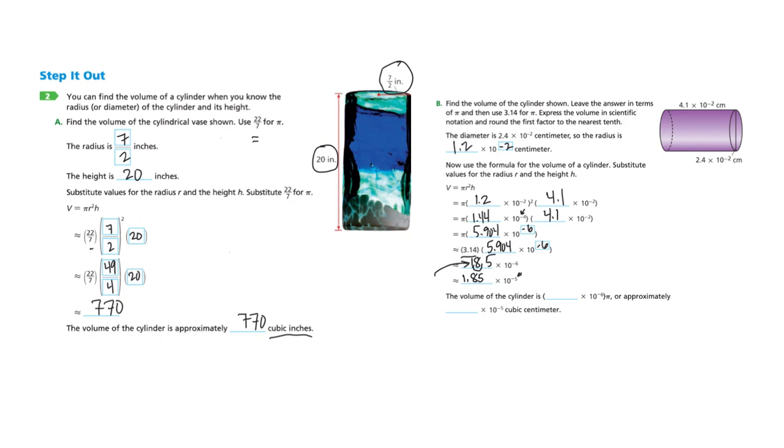So if we look here at this part, they're keeping pi, so they say the volume of the cylinder is this, 5.904 times 10 to the negative 6 times pi, or approximately 1.9 times 10 to the negative fifth cubic centimeters. So this comes from this, but remember they said round the first factor to the nearest tenth, so that's why we round this to 1.9. So let's look at the next question.